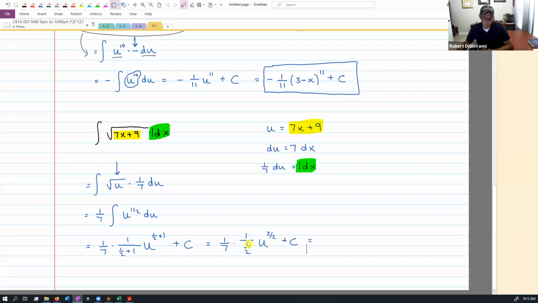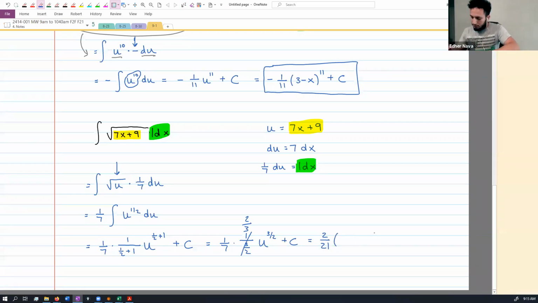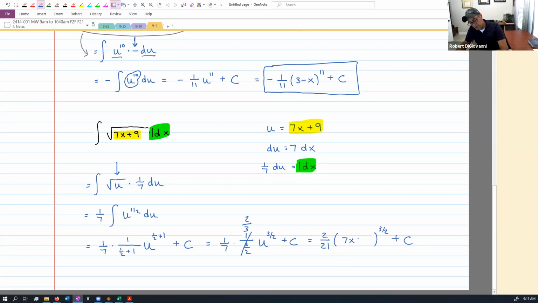So let's see, 1 over 3/2, remember this is really 2/3, just the reciprocal. So we're going to take 1/7 and multiply by 2/3, and we should get 2/21. And then u to the 3/2 plus a constant. And u was 7x plus 9. Any questions there?